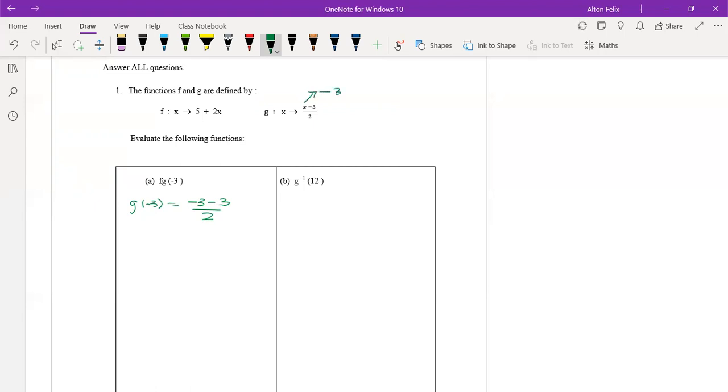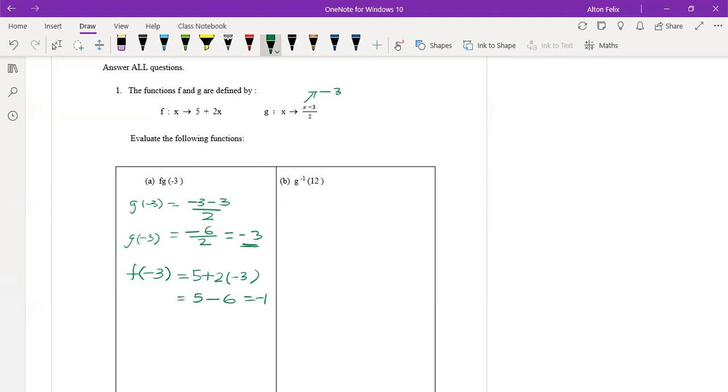So therefore, we are given the value -3 divided by 2, which is -6 over 2, which works out to be -3. So once we have gotten that value, then we replace this value g of -3, which is -3, into our f of x function, and this will give us 5 plus 2 by -3, which is equal to 5 minus 6, which is -1.